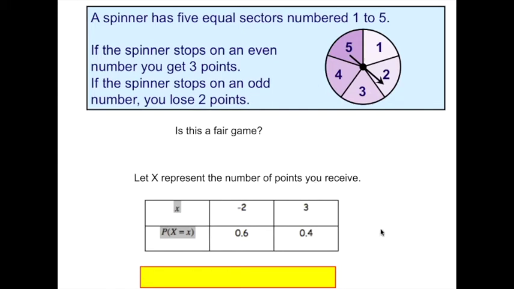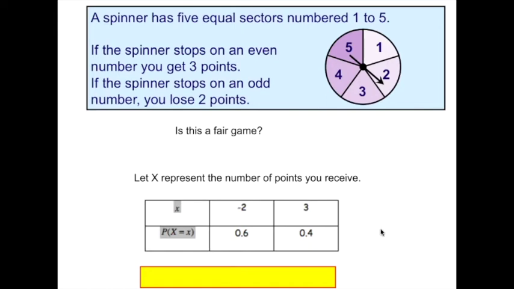So how can I mathematically show if this game is fair or not? As I said, I want to imagine a scenario where I've done this game 100 times. If it's fair, then the expected value of x, the mean, I would expect that to be equal to 0 if it was a fair game.